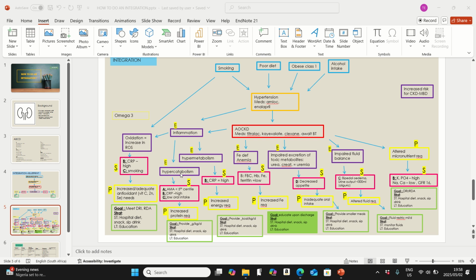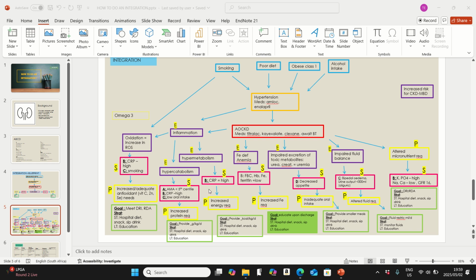Continuing, with the hypercatabolism, we see an increase. The signs and symptoms would be your muscle area below the fifth centile, your bloods, the CRP being high, and you can also add in a low oral intake as well, because it links to your etiology of inflammation. Because it would cause a low oral intake. And then this and the hypermetabolism obviously would increase your protein and energy requirements.